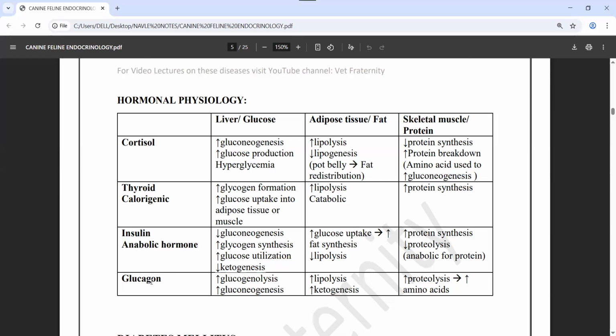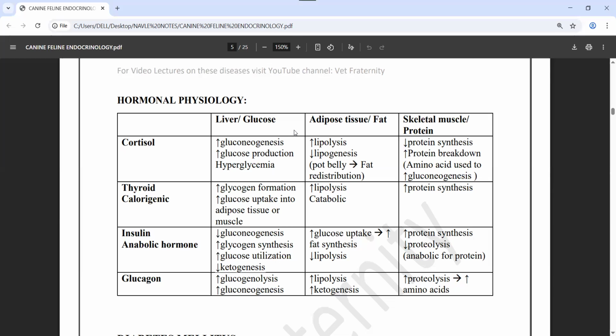As far as glucagon is concerned, that is the opposite hormone of insulin. It has all of its effects reversed to insulin. That is, increased glycogenolysis, increased gluconeogenesis, increased lipolysis, increased ketogenesis, increased proteolysis, that is, increased production of amino acids.